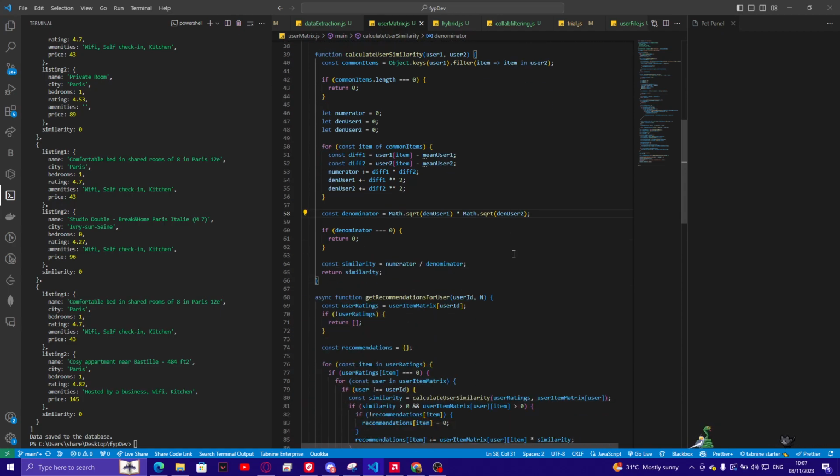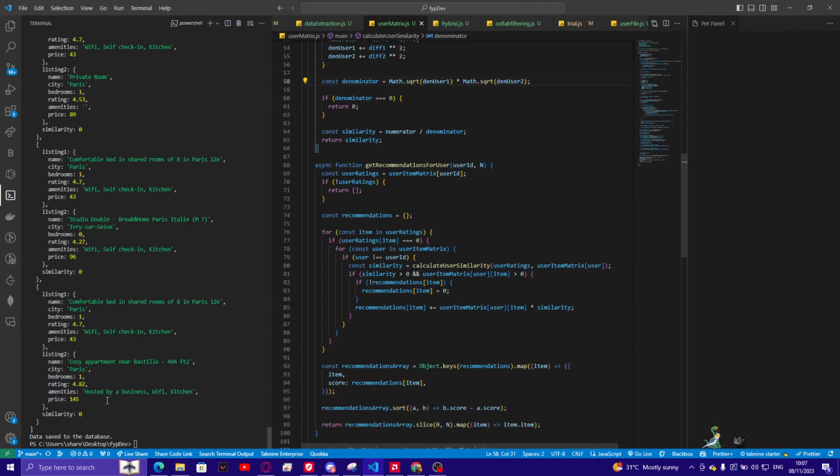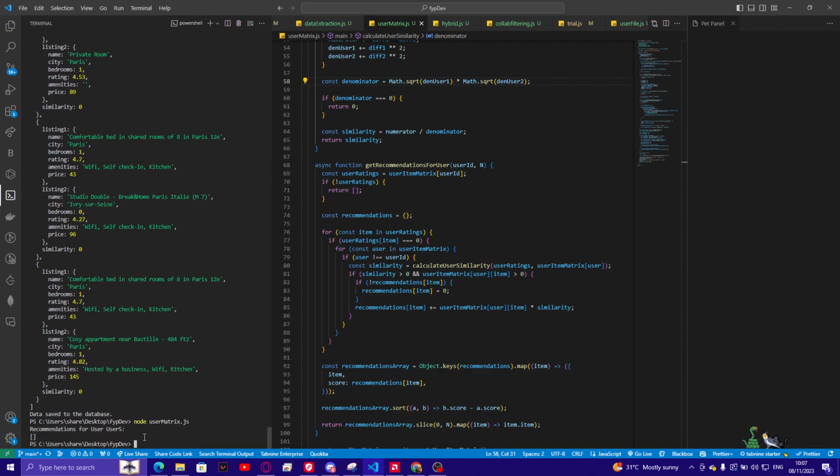Based on this, I also got recommendation results, and the recommendation results are stored in the database. For this one, they're not printed to the terminal, but they're stored in the database.